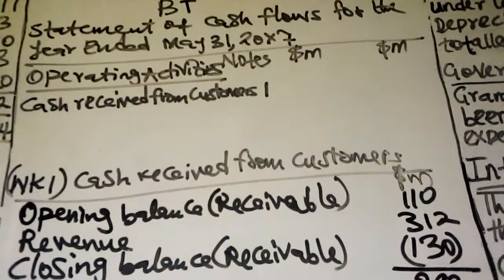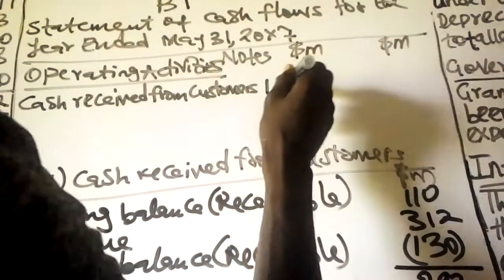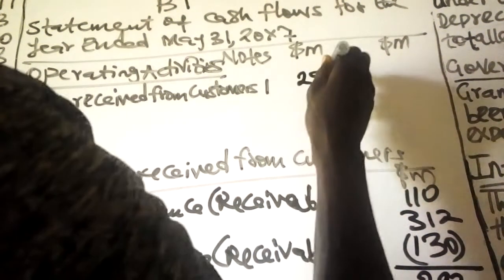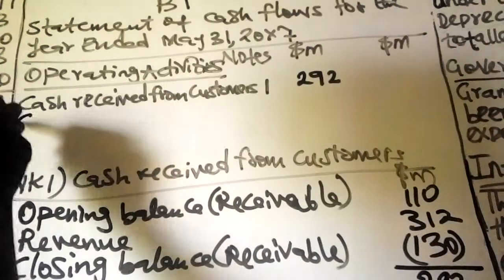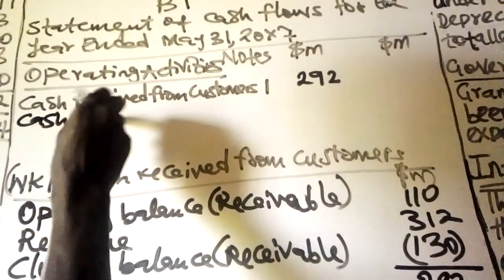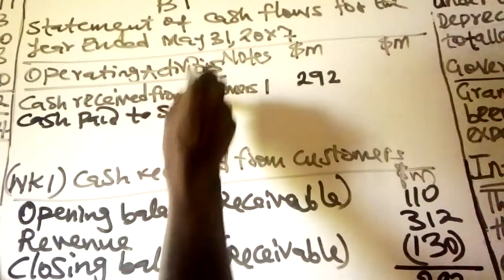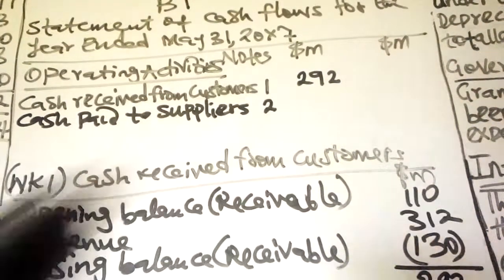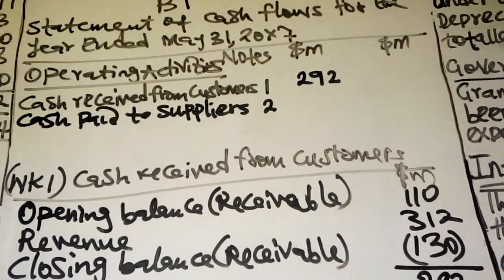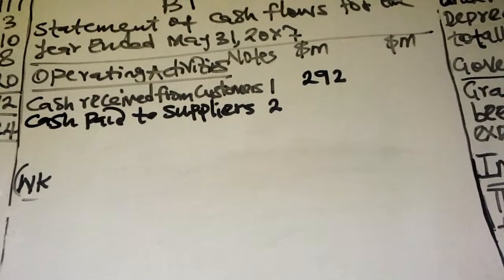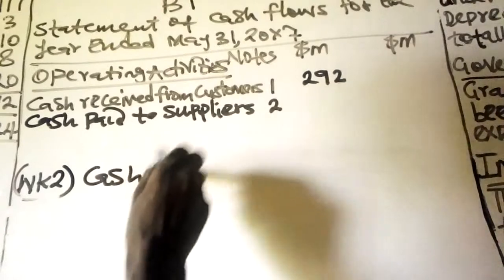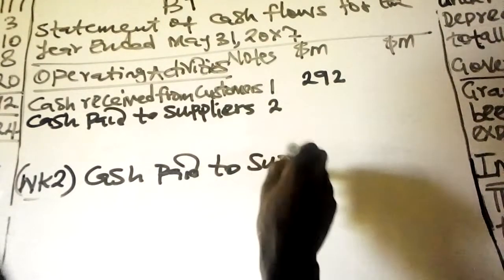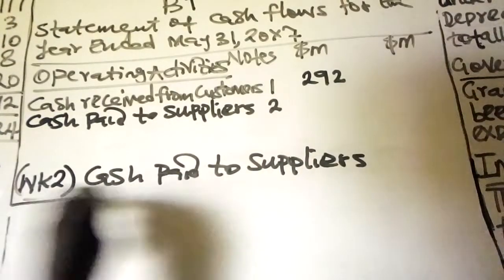Then we are going to slot it in. So in our statement of cash flows, the cash received from customers is 392. That is operating activity. Then the next thing is cash paid to suppliers. That is note 2.